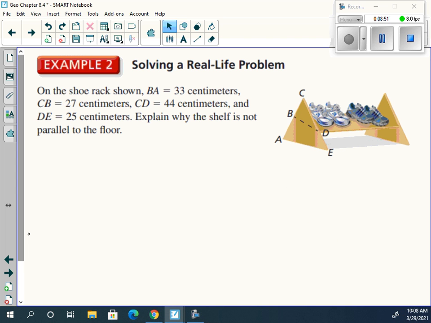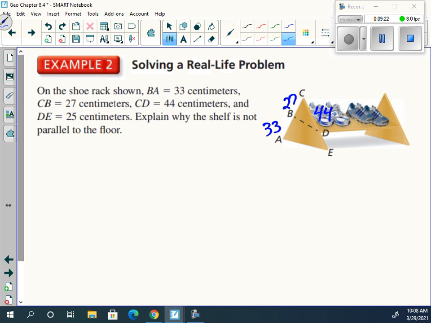Next page. Okay. Now what we're doing with this here is we're using these properties of proportionality in a real world, quote unquote, real world situation. On the shoe rack, this here, BA is 33 centimeters. CB is 27. CD is 44. And DE is 25. Explain why this shoe rack is not parallel to the ground.